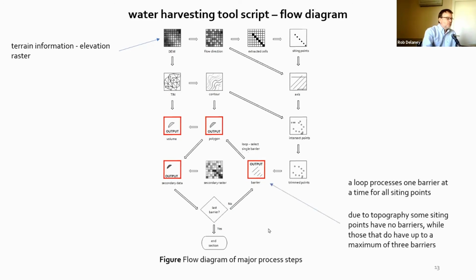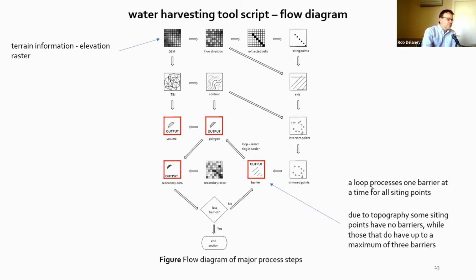So there's a loop which takes place, and what it does is it takes one barrier at a time, finds the barrier, finds the corresponding contour line, and so creates the polygon, calculates the volume, obtains secondary information, such as the NDVI, and returns. So it does that for every sighting point, and different for every sighting point.